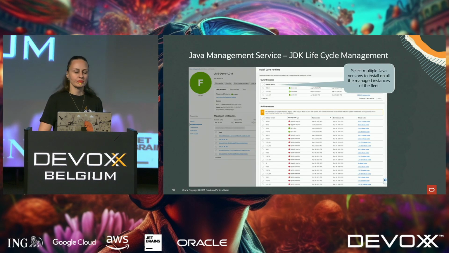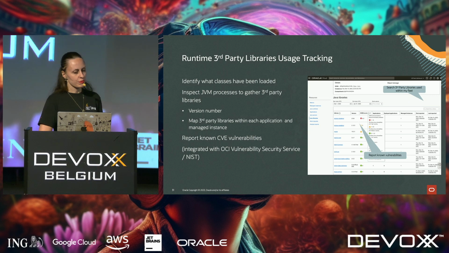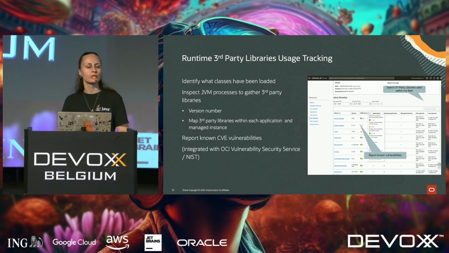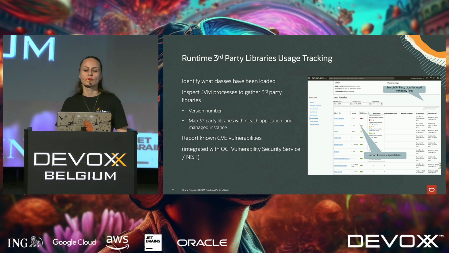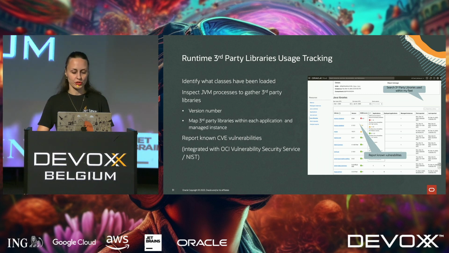So I think we saw already that we can install multiple Java runtimes. But about the third-party libraries usage tracking, I want to tell you that this is complementing a static scanning that you probably know from other tools as well. This can identify also the classes that have been loaded. And it's good that it can map for you the version number of the third-party libraries that you're using, and of course can detect which kind of versions are there.